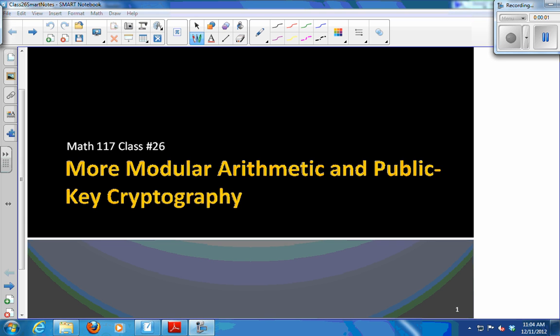Third and final day talking about cryptography. We're going to do a little bit more with modular arithmetic, which is what we started talking about last class, using remainders as part of the encoding process.